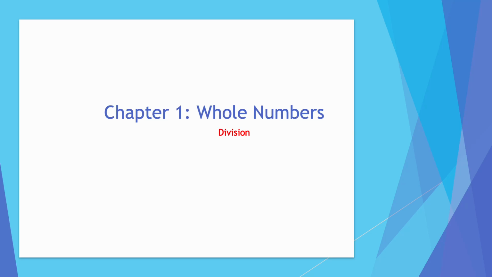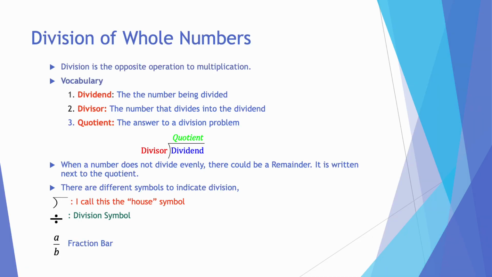And then in section 1.5, we're going to look at the last operation with whole numbers, and that's division. Division is the opposite operation to multiplication, and there is some vocabulary. Dividend is the number being divided. Divisor is the number that divides into the dividend, and quotient is the answer to a division problem. And I gave you an example.